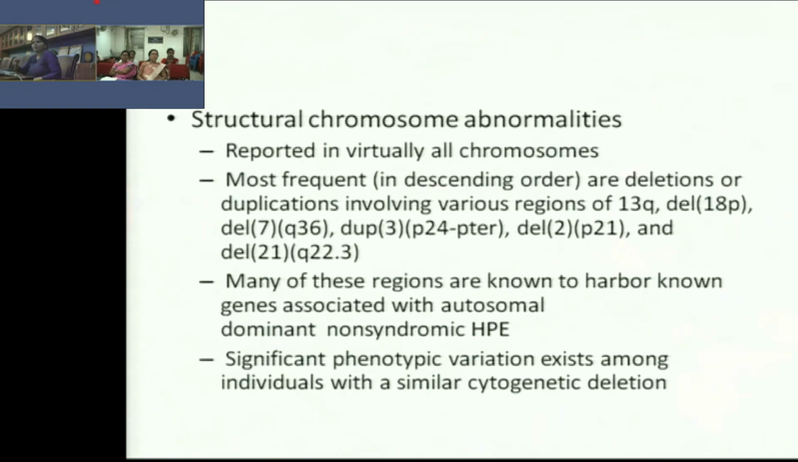Structural abnormalities have been reported in almost all the chromosomes, but the most frequent in descending order are the deletions or duplications involving various genes of 13q, 18p, then deletion of the 7th chromosome, duplication of the 3, deletion of the 2, and deletion of 21. And it has been observed that many of these regions harbor the genes which are associated with the autosomal dominant non-syndromic form of HPE. And significant phenotype variation exists among individuals with a similar cytogenetic deletion.